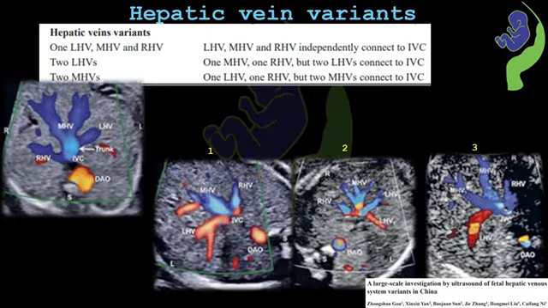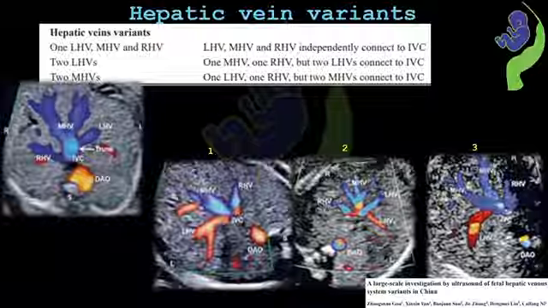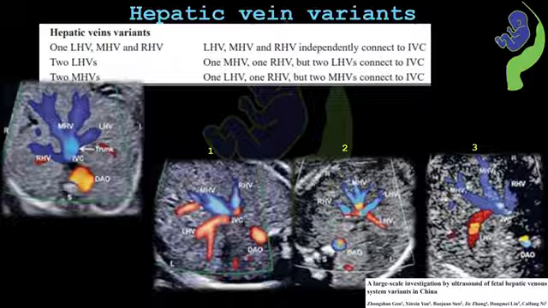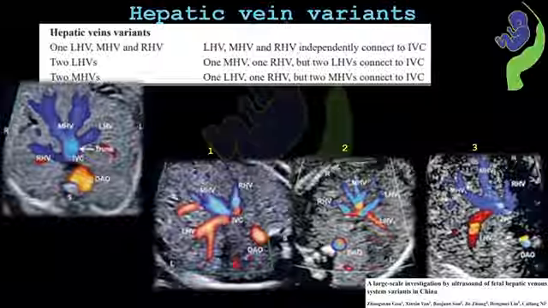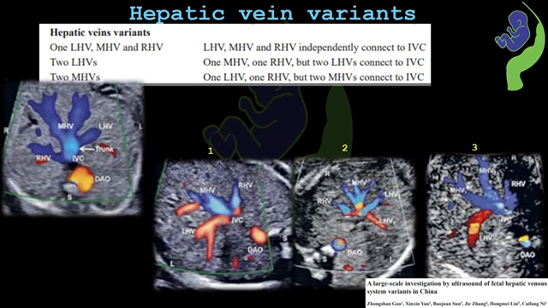In the picture labeled 1, we can see the right hepatic vein draining independently, and the left and middle hepatic veins are separate and not united, and therefore they drain independently into the IVC. So all three hepatic veins drain independently without any union between them before joining the IVC. Now we are moving to numerical variants.